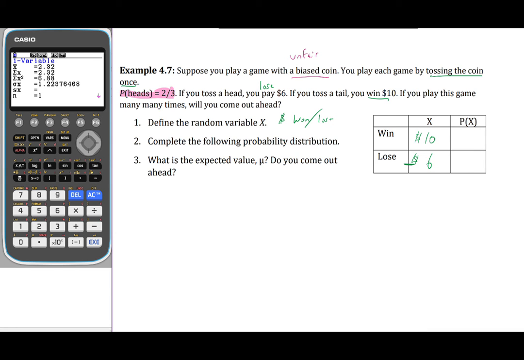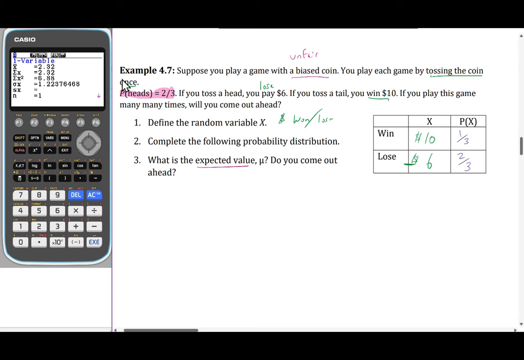Next, it's going to ask us to fill out the probability distribution. We have it halfway filled out. We have the x variables. Again, the x variables is the money from this example. So from here, we just need to figure out what this means. So the probability of landing on heads is 2/3. And if you land on heads, you lose $6. So the probability of losing is 2/3, and the probability of winning is 1/3. So the last thing we need to do is calculate the expected value or the population mean.